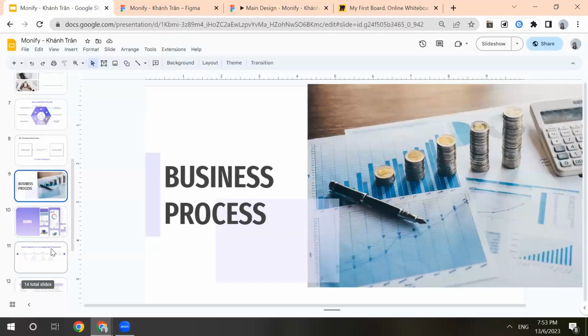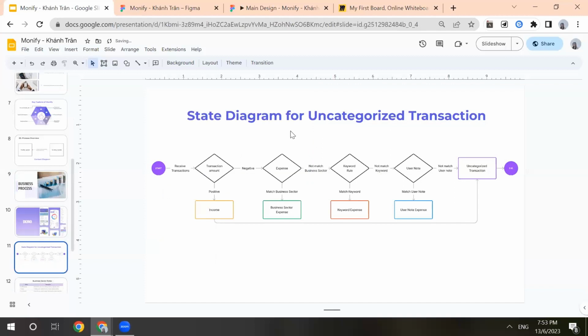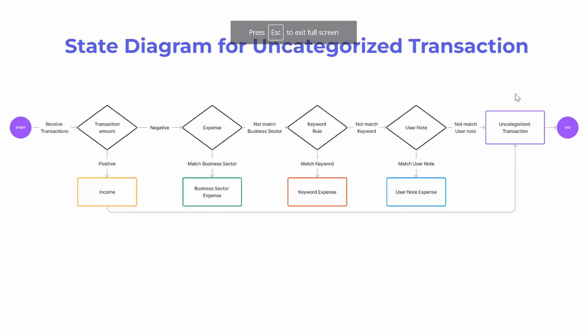So I would like to talk more about the state diagram for uncategorized transactions for you guys to have a clear overview. There will be 3 main rules for it. First up, when Modify receives the transaction from the bank, Modify will, based on the transaction amount, whether it is positive or negative, classify it as income or expense.